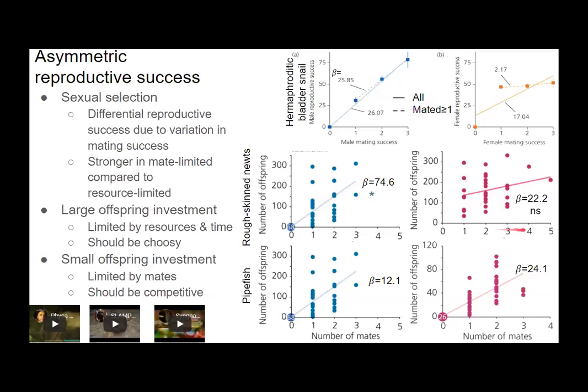And for the females, while there was a trend for a slight increase, this relationship was not different from 0. So again, we're seeing that for the male function, it is selected to have more mates compared to females.